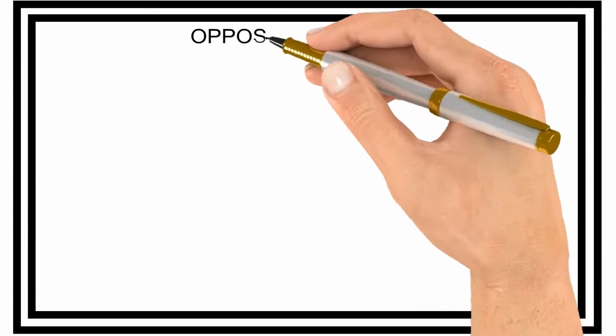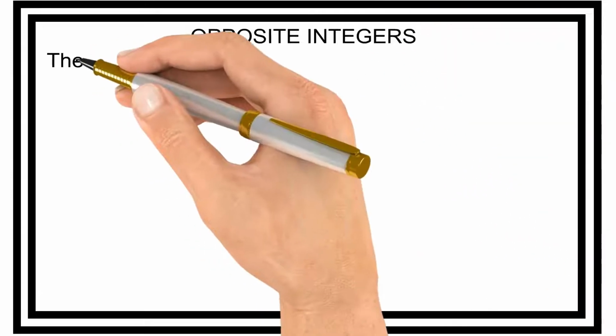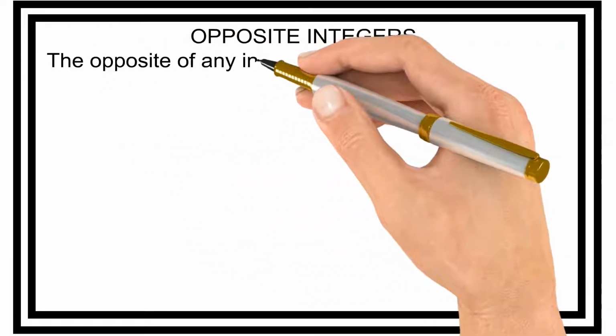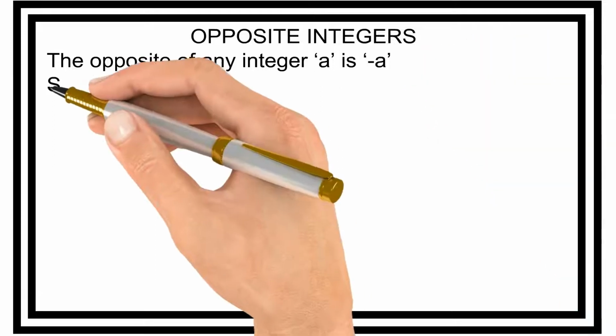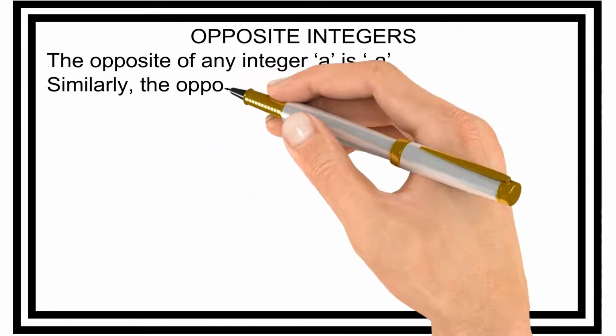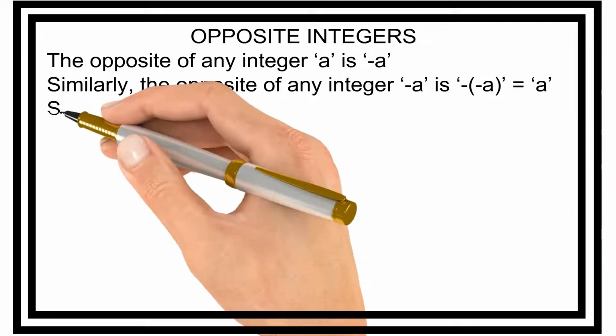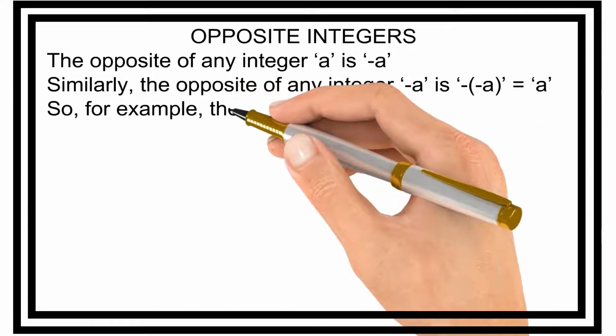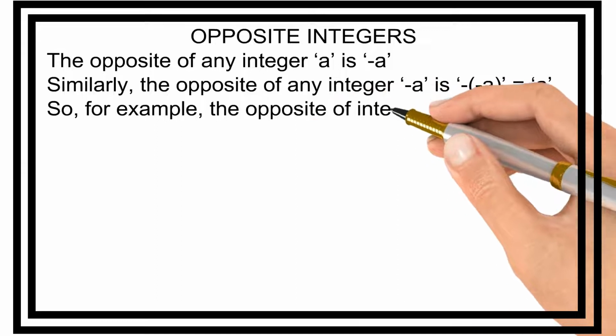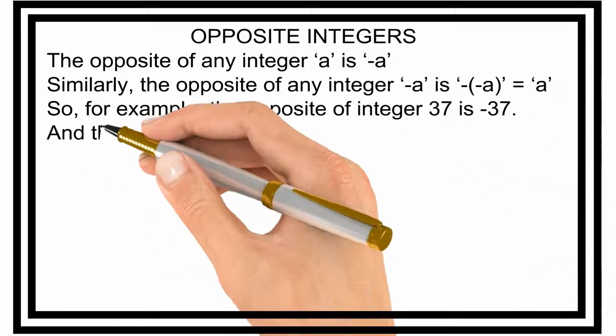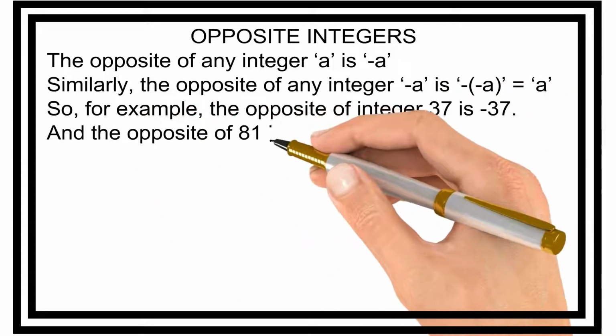Opposite integers. The opposite of any integer a is negative a. Similarly, the opposite of any integer negative a is positive a. So, for example, the opposite of integer 37 is negative 37. And the opposite of negative 81 is positive 81.